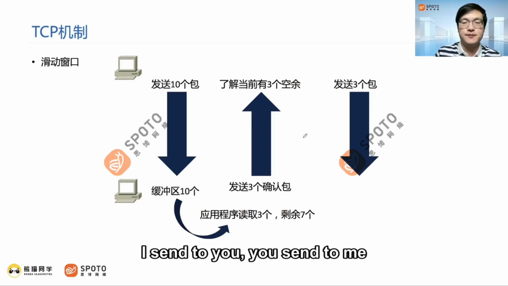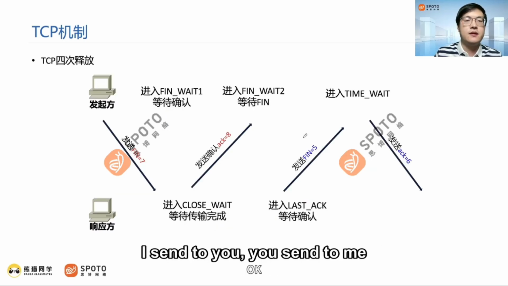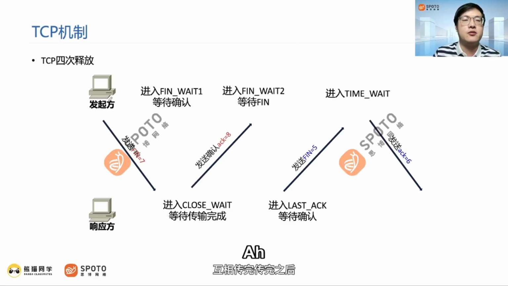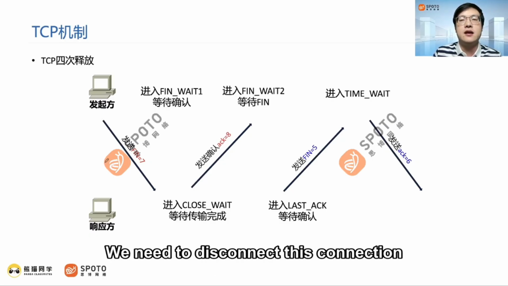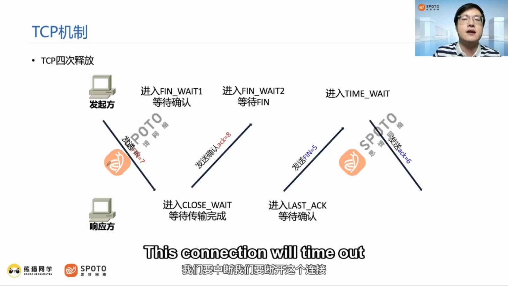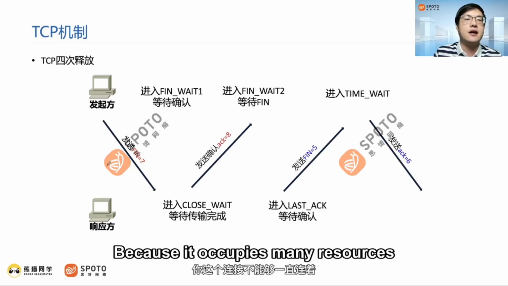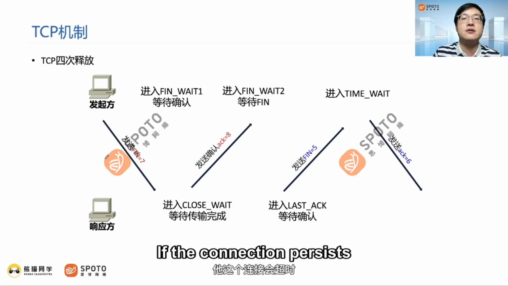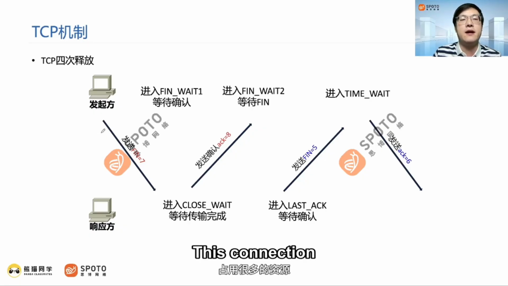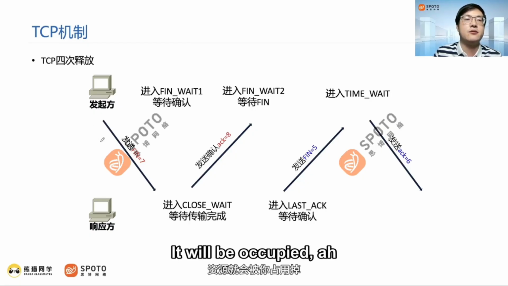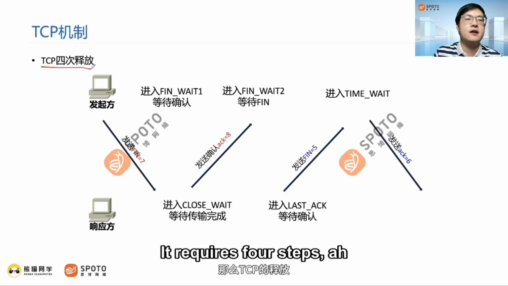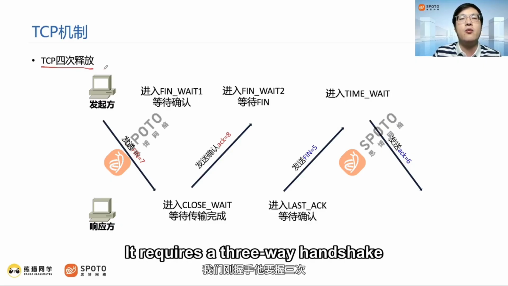Okay. So for data transfer, I send to you, you send to me. After the transmission is finished, we need to terminate and disconnect. If this connection stays connected, it occupies resources, so this connection must be released. Now, TCP requires, just like the handshake, a 3, right.